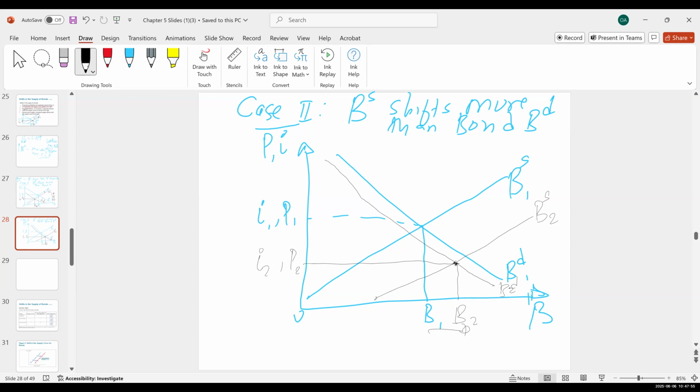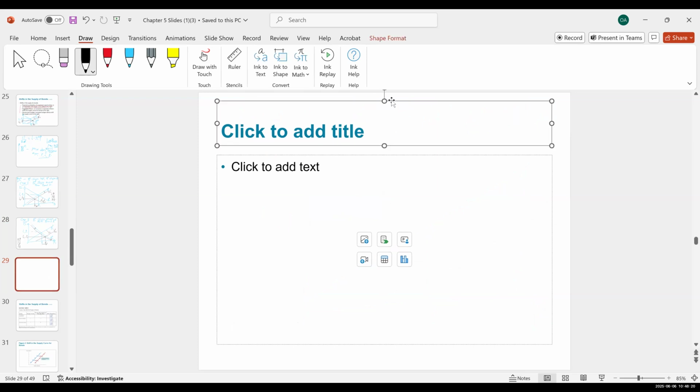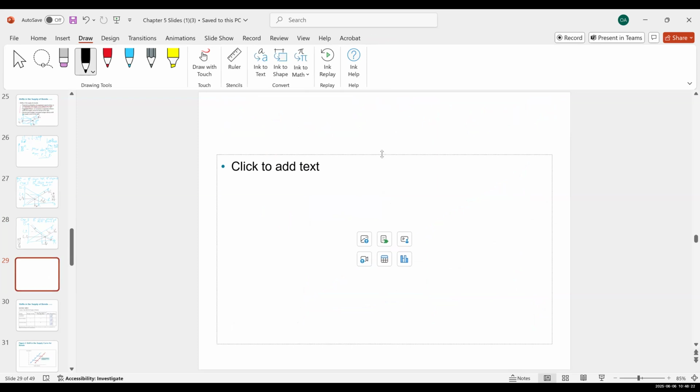So you can summarize here. Clearly we can see that equilibrium bond quantity is going to go up. Interest rate is going to increase. Bond price is going to fall. Then the last case is a case where you're going to assume that both bond supply and bond demand shift proportionally by the same magnitude.